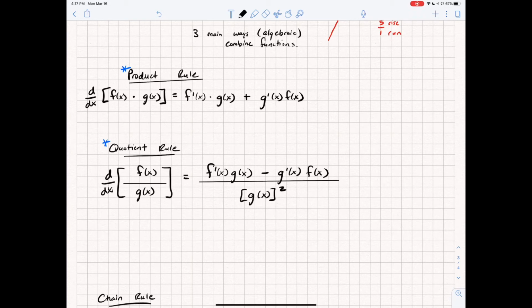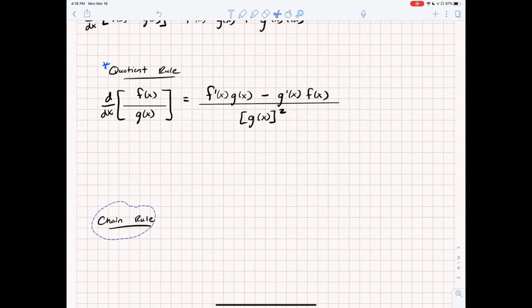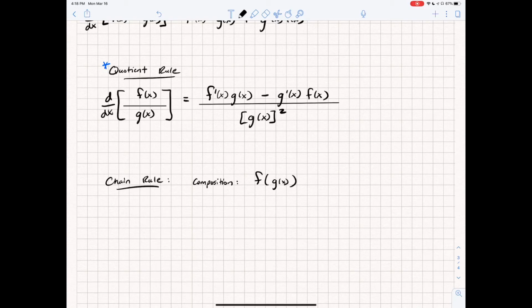And so how you'll generally hear this read is f prime times g minus g prime times f all over g squared. And this is the quotient rule. Now, the chain rule is a rule for a composition of functions. Just as a reminder, if you have a composition, you are composing one function with the other, which means you're taking a function, say g of x, and plugging it into f, whatever f is.